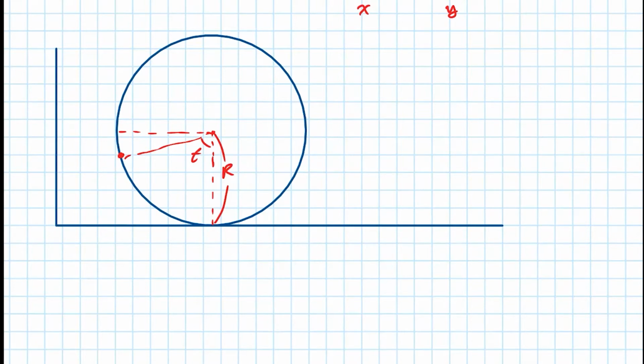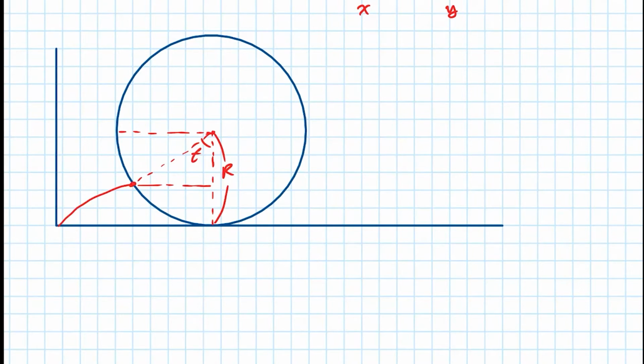I over-rotated it. I want this rotation to be not that much. Let's say it only went that way, okay? So we can see the triangle. And I want to care about this triangle. So this is my Y.